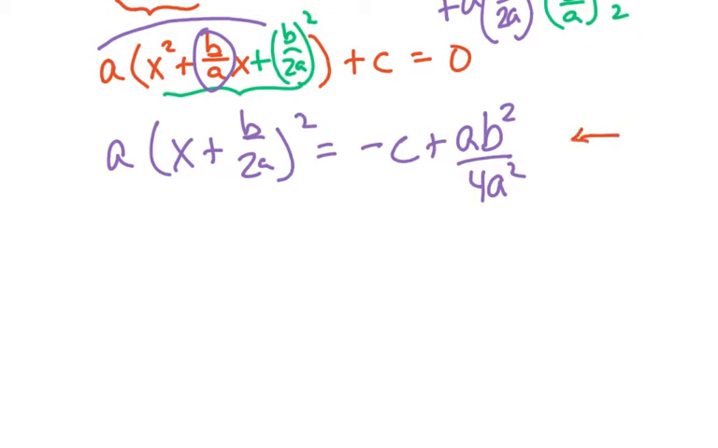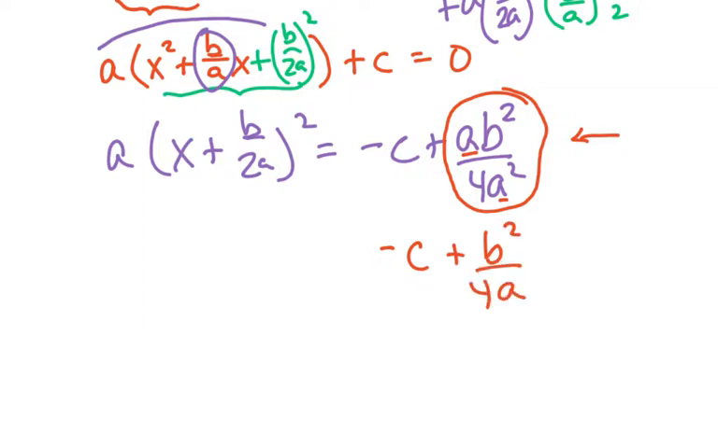Okay, now we need to think about what can I simplify. So let's look at the right-hand side. On this fraction right here, I have a and I have a squared on the bottom. So I can write the negative c, and then I'm going to have plus b squared over 4a, like that. Okay, on the left-hand side, nothing's changed.